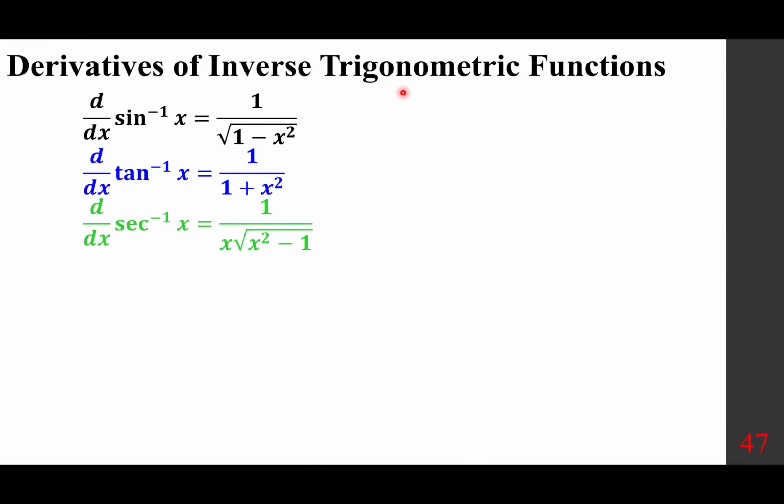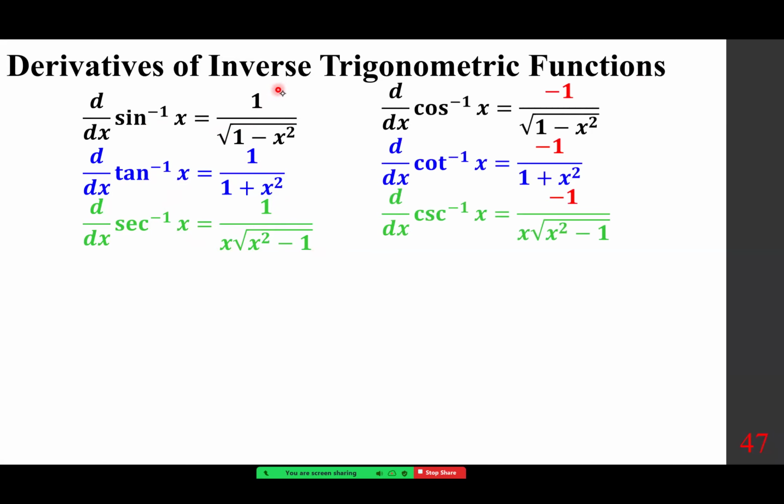Derivatives of inverse trigonometric functions. The derivative of sine inverse is 1 over square root of 1 minus x squared. The derivative of tan inverse is 1 over 1 plus x squared. The derivative of secant inverse x is 1 over x times square root of x squared minus 1. And actually, the rest of them just take a negative sign. So the derivative of cosine inverse is the same as sine inverse with a negative sign. So negative 1 over square root of 1 minus x squared.